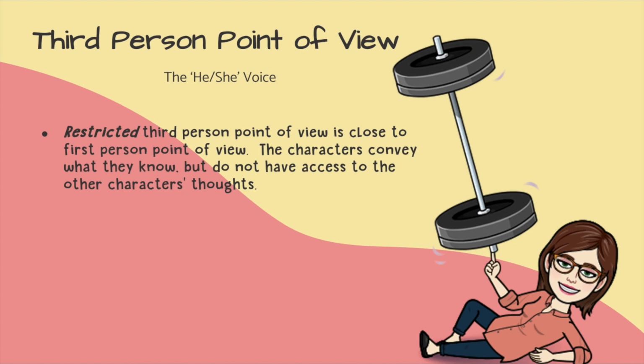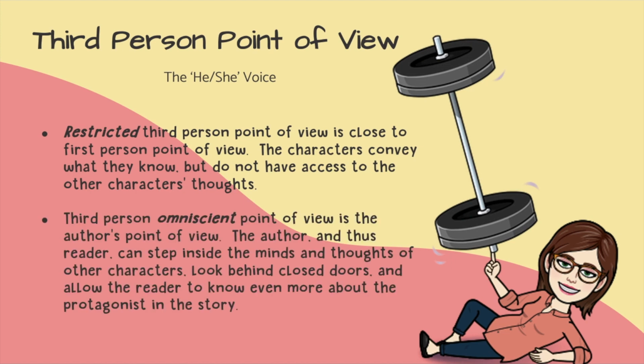The second type of third person point of view is omniscient. Third person omniscient point of view is the author's point of view. Again, the author, and thus the reader, can step inside the minds and thoughts of other characters, look behind closed doors, and allow the reader to know even more about the protagonist in the story. So not only does the narrator know about the main character, he or she also knows about the other characters as well, and their thoughts and opinions about what is happening in the story.